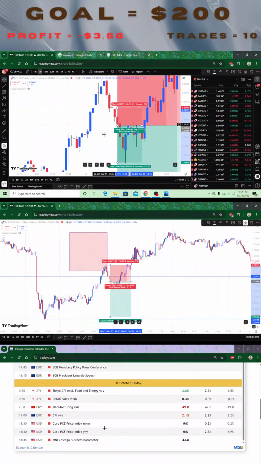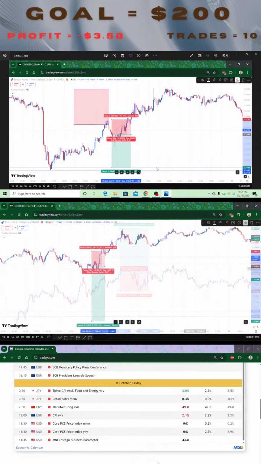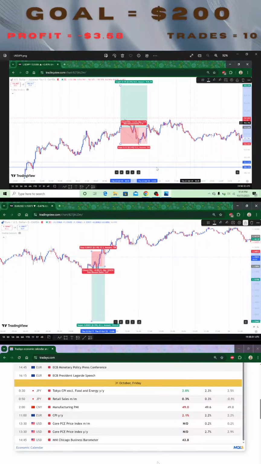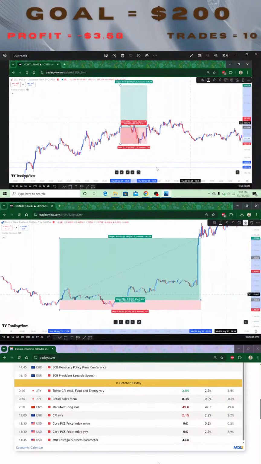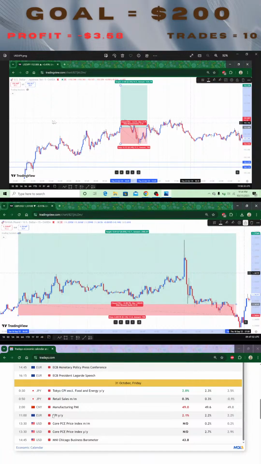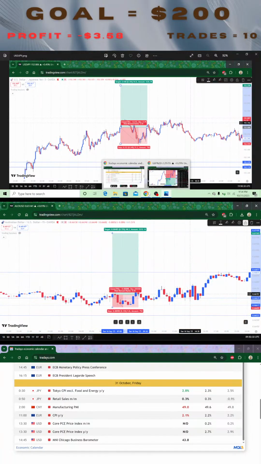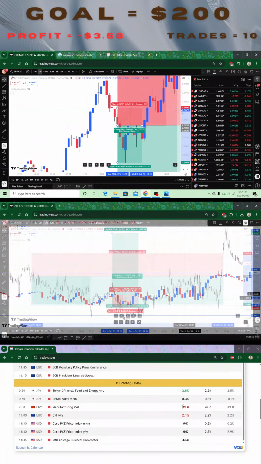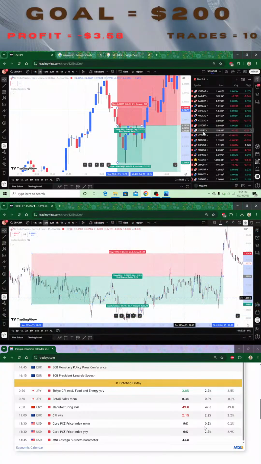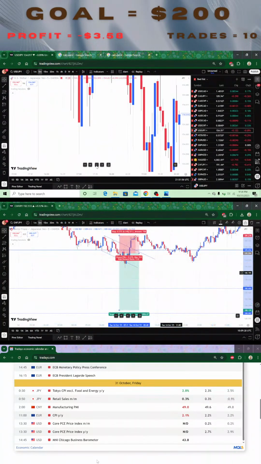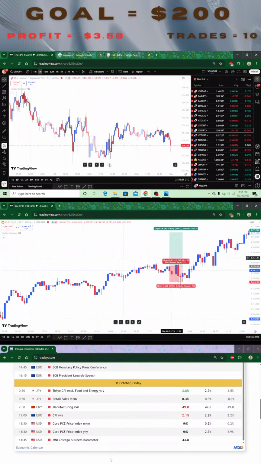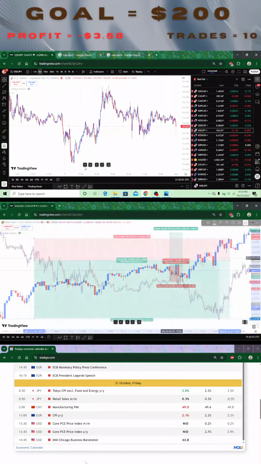GBP is ending. It's just two more. So now the second to the last one, USD JPY for the improvement. USD JPY. Open up. Pull down the door and open up.